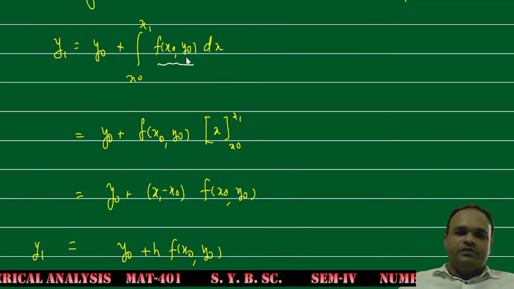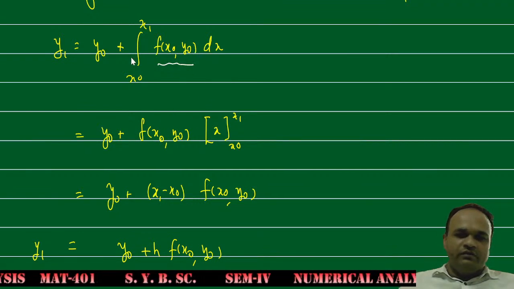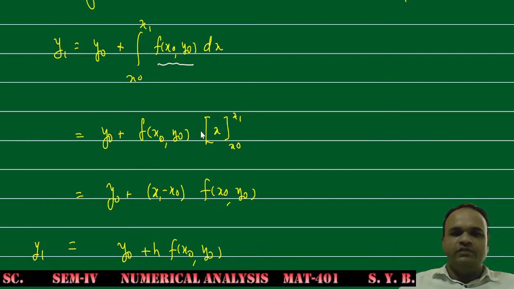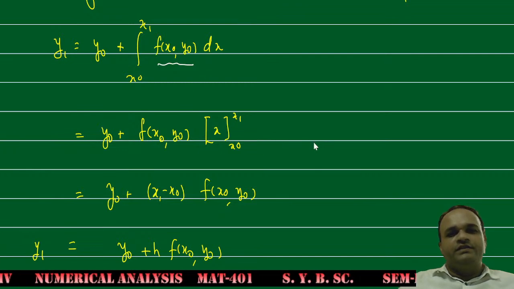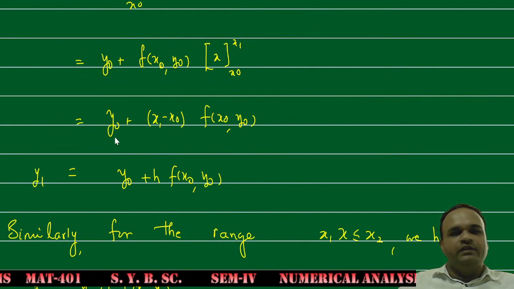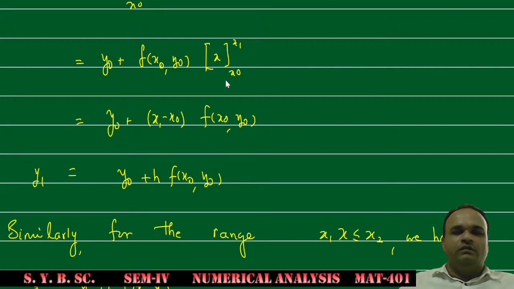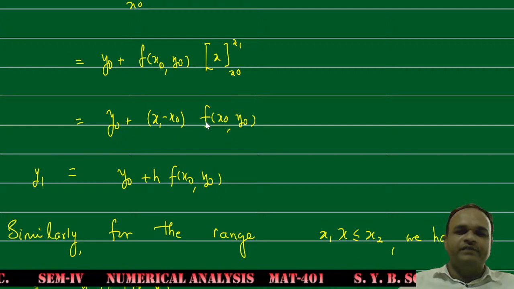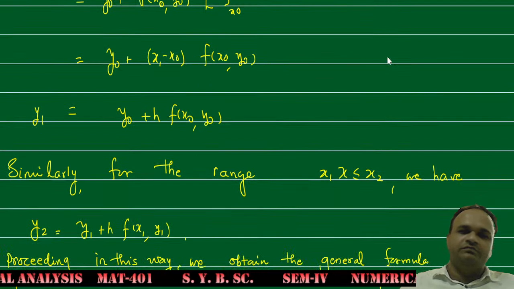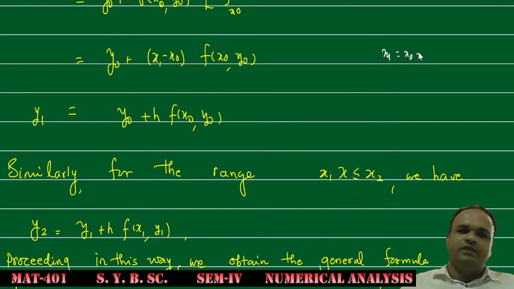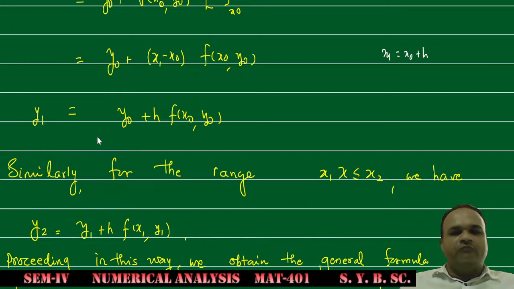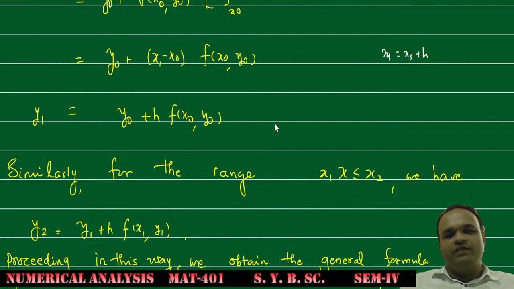You can take this constant value f of x0, y0 outside of the integration. So it will be y0 plus f of x0, y0 times the integration of dx, which is just x, with limits from x0 to x1. The value of this integration will be x1 minus x0 into f of x0, y0. But x1 minus x0 is nothing but h, because x1 is equal to x0 plus h. So you will get y1 equal to y0 plus h into f of x0, y0.